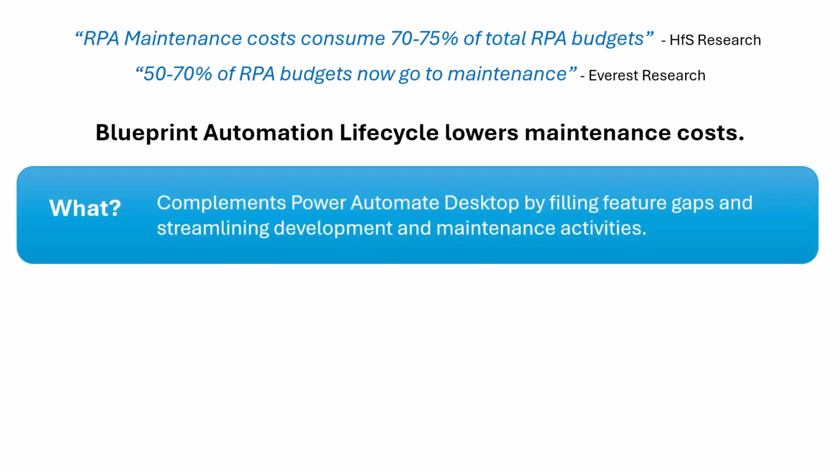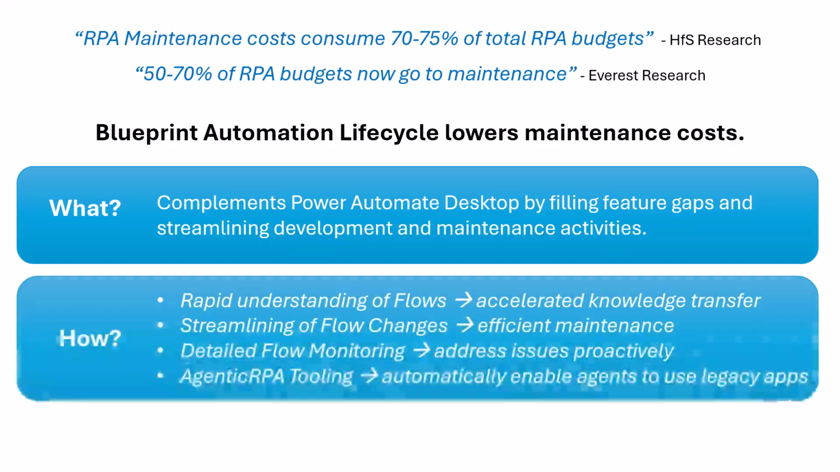What is this product? It's a complement to Power Automate Desktop. It fills in feature gaps and goes even further with innovative features that streamline development and maintenance activities. How does it do this? Well, first, it removes the overhead associated with understanding what flows do and how they're built. Second, it streamlines flow updates using a range of features. Third, it provides detailed flow monitoring beyond what Power Platform provides. And fourth, it provides agentic RPA.